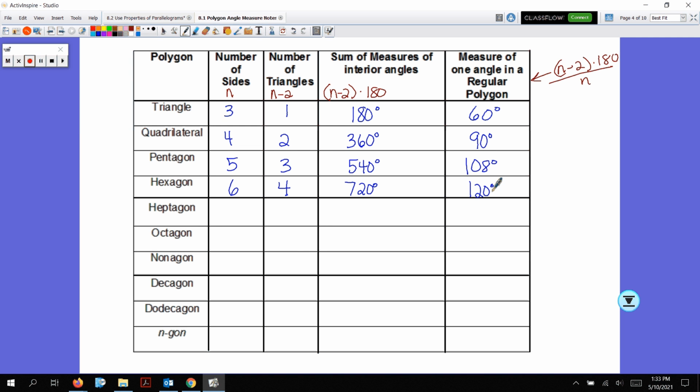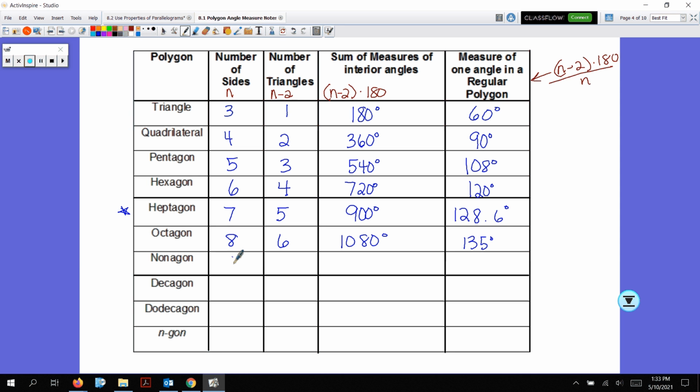A heptagon has 7 sides and 5 triangles. Therefore, the interior sum is 900, because 5 times 180 is 900. 900 divided by 7 is a decimal. We're going to round to 128.6. This is the only bizarre one, but I mean, it's a heptagon. Like, really, how often do we come across those? And we have an octagon, which we know is 8 sides, 6 triangles. 6 times 180 is 1080. Divide that 1080 by 8 and get 135 degrees.